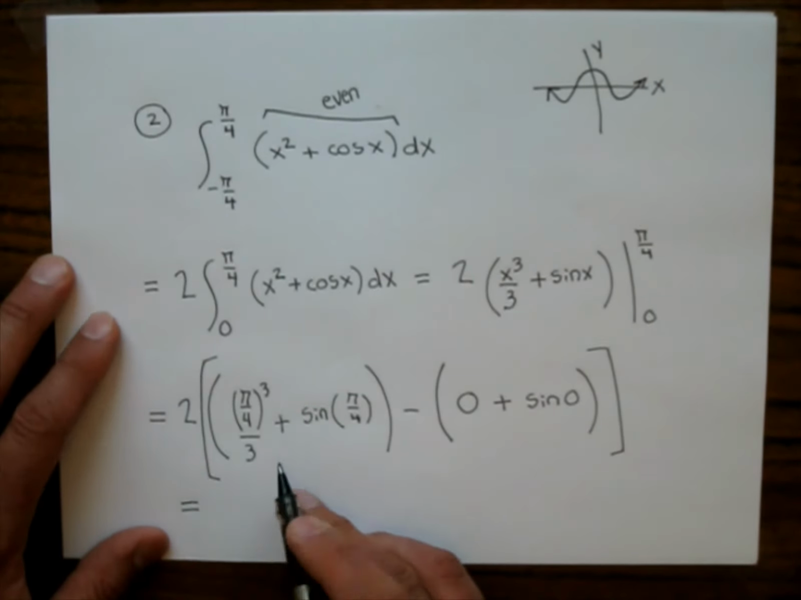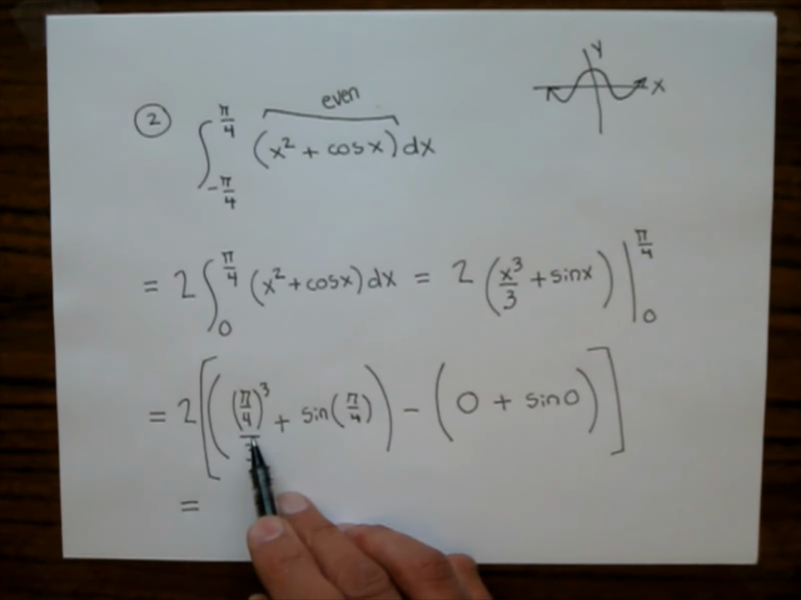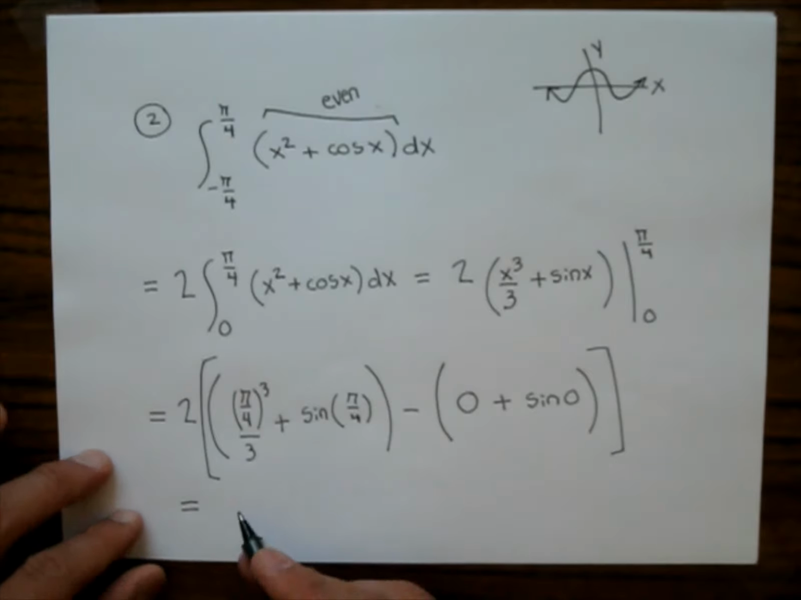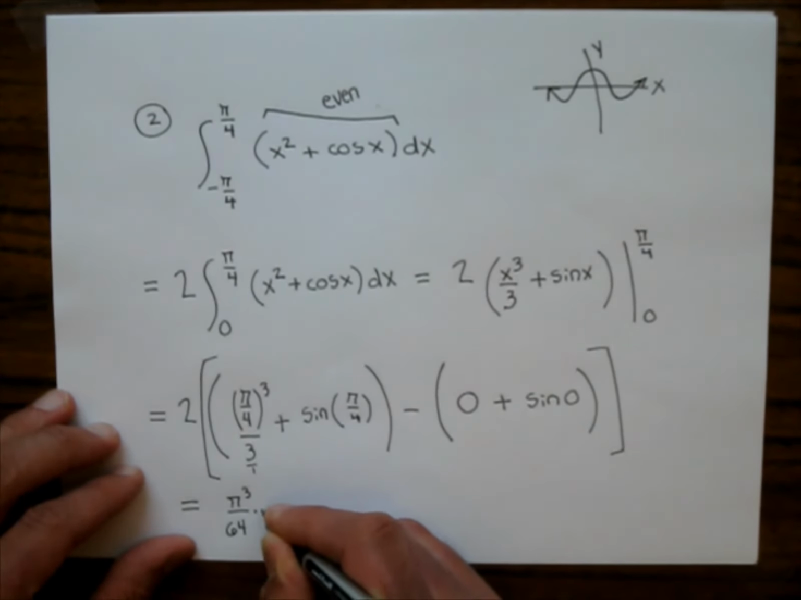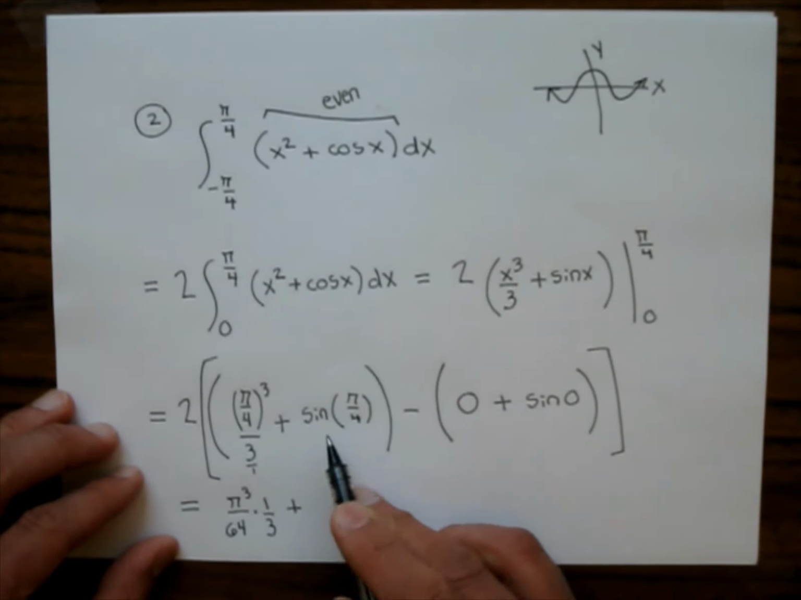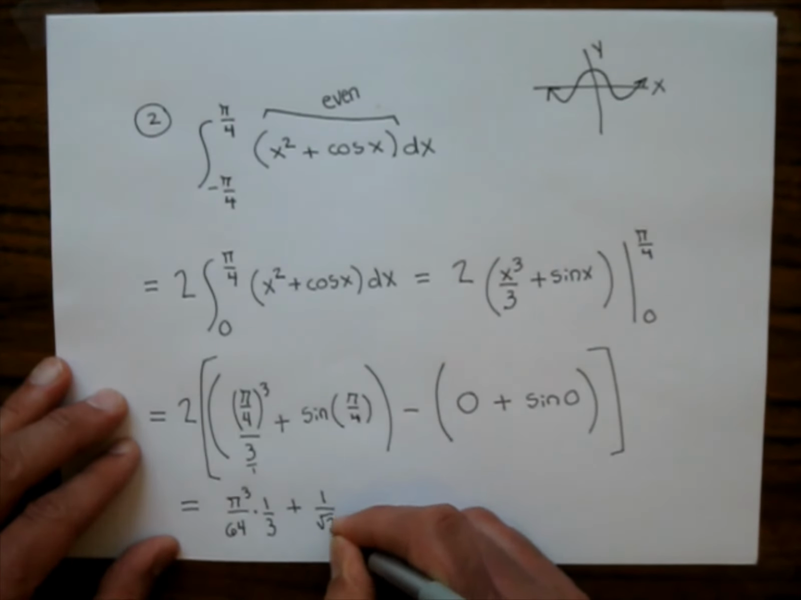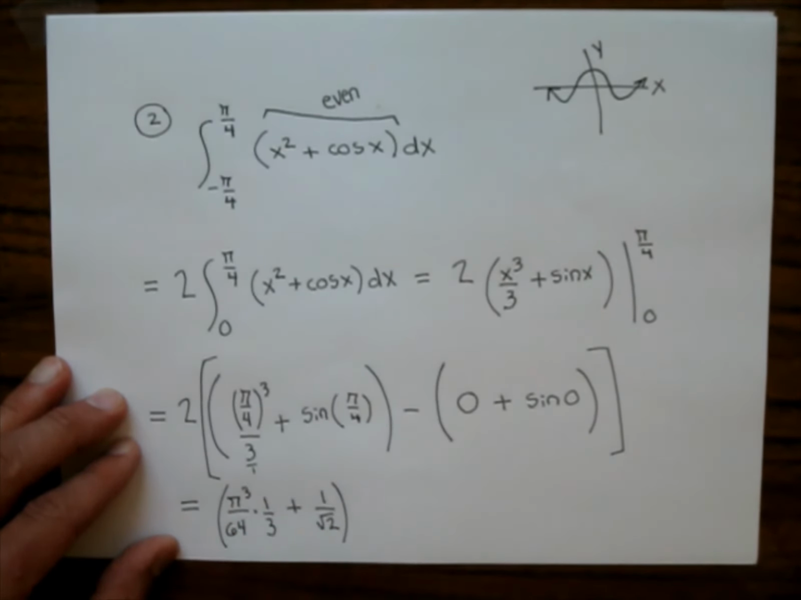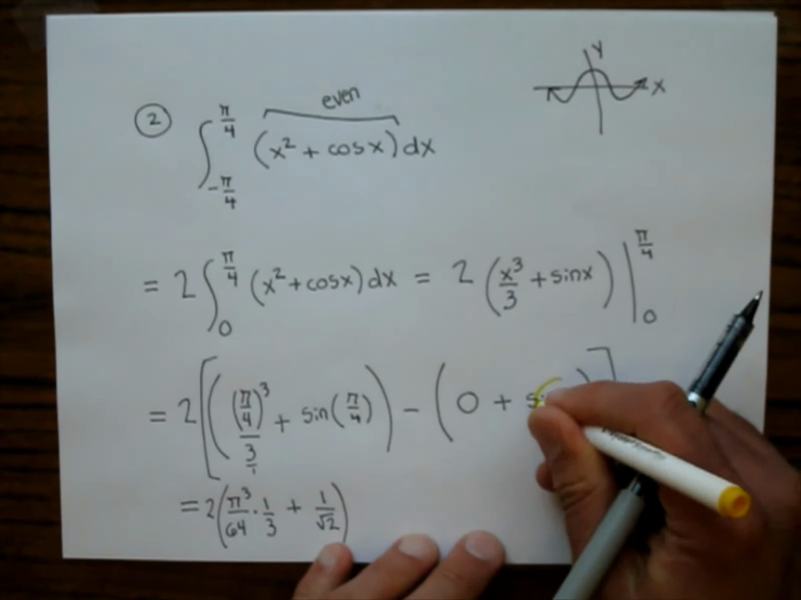Okay. So this is really pi cubed over 4 cubed. 4 cubed is 64. So you have pi cubed over 64. And then this is a copy dot flip, so this is going to be times 1/3. Then we have the sine of pi over 4, which is 1 over root 2. This gets multiplied by 2. And then this guy right here, sine of 0 is 0.